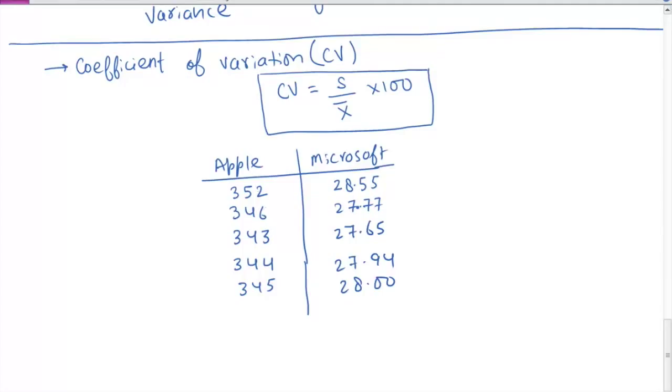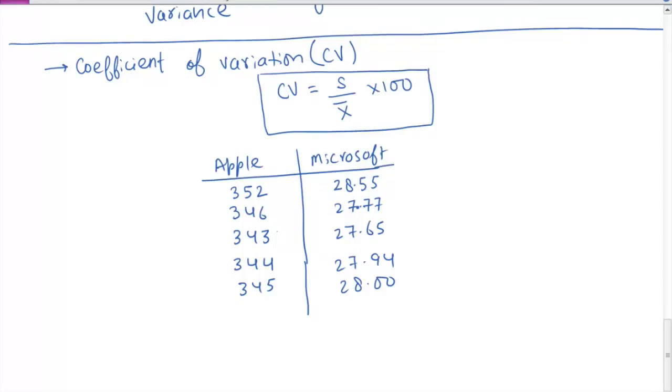Apple varies in like more than $1, and you have minimum value 343, maximum 352, so that is 7 plus 2, $9 variation within these 5 data points. And obviously in Microsoft you do not see a $9 variation, so the variation looks much smaller because actually the numbers themselves are much smaller. So obviously this is not apple to apple comparison because the size of the numbers are totally different.